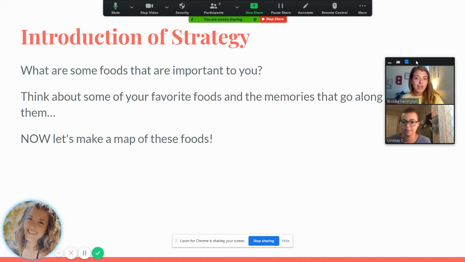So if I was making a food map, I would think of all of these things that are important to me. And as you're making your food map and thinking of all these foods that you have memories with, that are family traditions that you love, think about some that are your absolute favorites that you can maybe write more about. So now we're going to go on to see how to actually make a map of the foods.